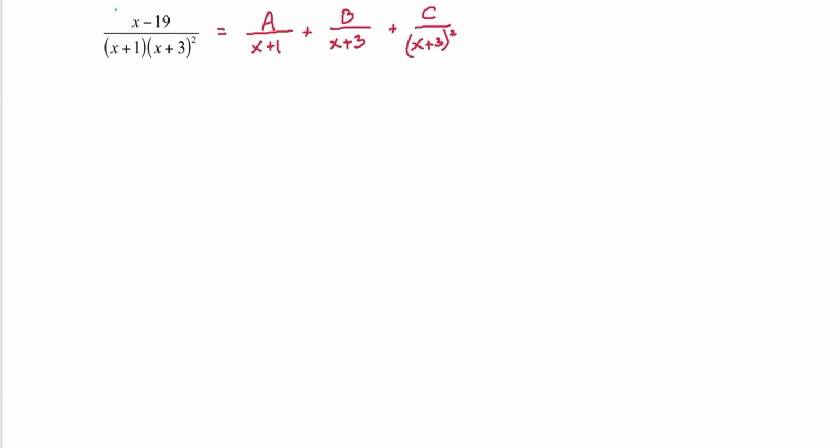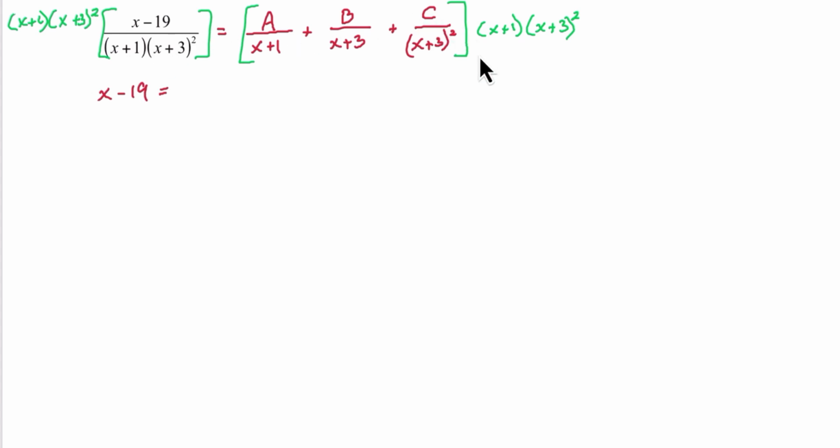Next, we multiply both sides of the equation by the LCD. The LCD will always be the factored version of the denominator that we start with. So we need to do that on both sides of the equation. Notice that when you multiply by the LCD on the left, the denominator just goes away, leaving us with x minus 19.